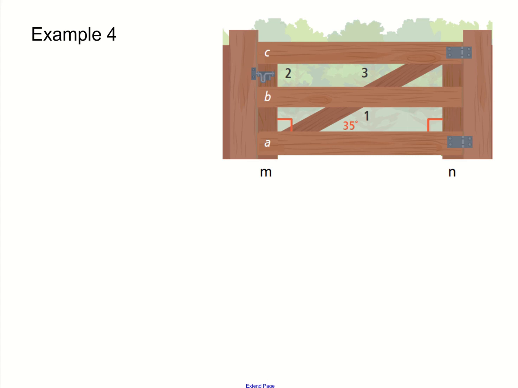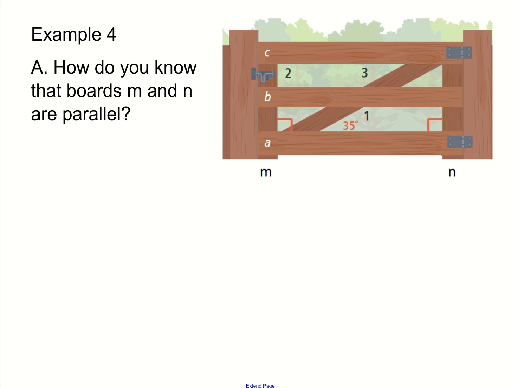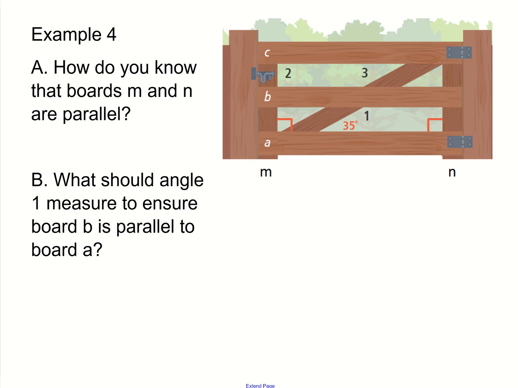All right, so let's finish off with an example. Here we have what looks like a barn door, and we have a bunch of boards put together to make this door. Now, the first question states, how do you know that boards M and N are parallel? So this is board M right here, and this right here is board N. You want to know that these 2 boards are perfectly parallel, that they'll never cross if they were to continue forever. How do we know that? And then what should angle 1, this angle here, be in order to ensure that board B is parallel to board A?